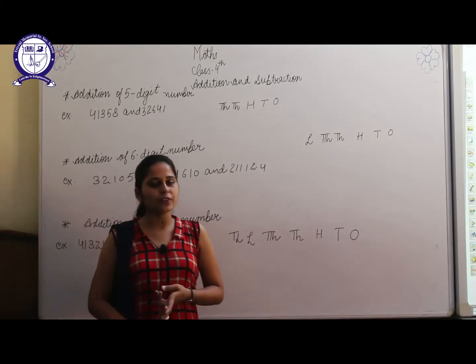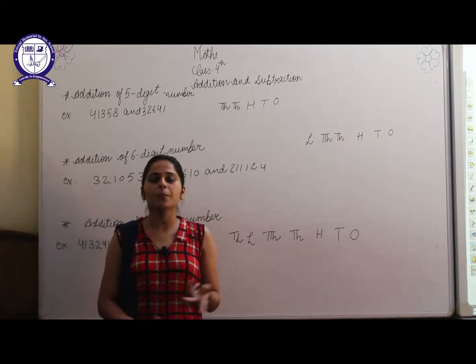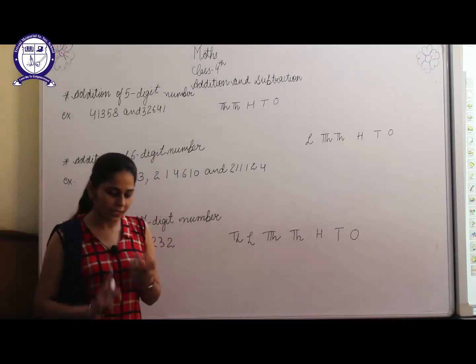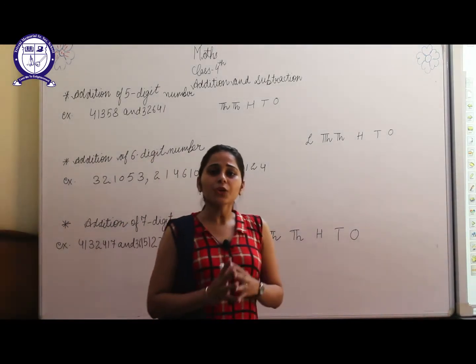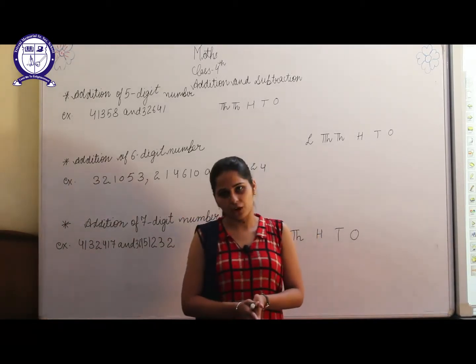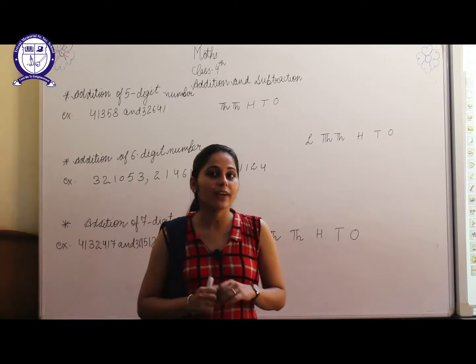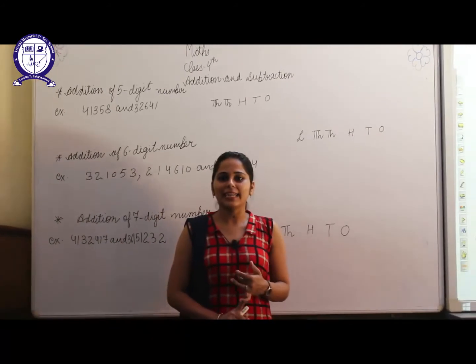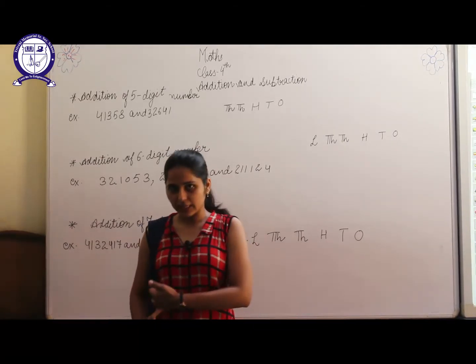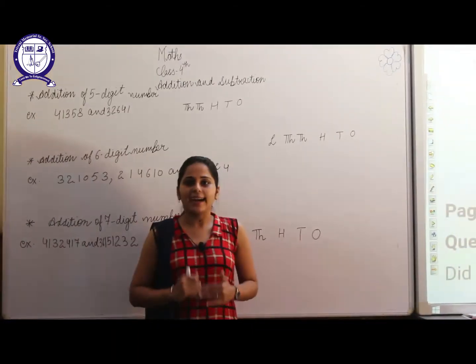There are two types of addition, that is with regrouping and without regrouping. So first we will discuss without regrouping. Students, suppose you have 2 bananas and your mom gave you 4 bananas extra. How many bananas do you have now? Obviously you will add the bananas. 2 plus 4 gives us 6. So this is the addition, students.